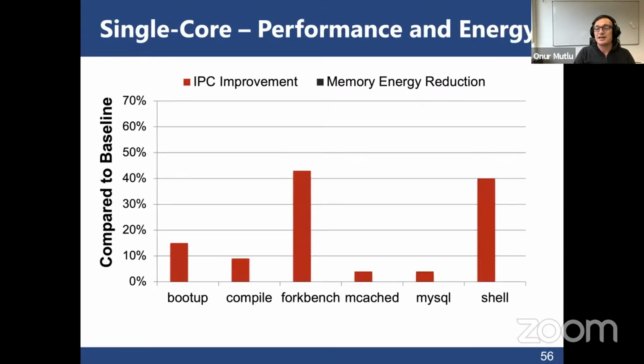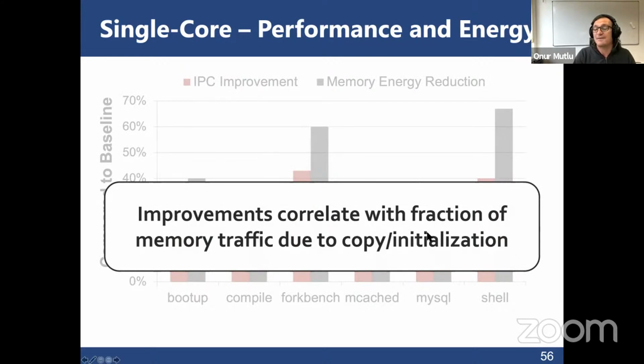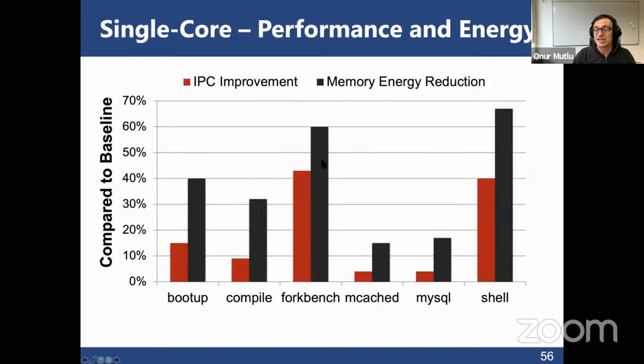And basically, it sees that there are significant performance improvements, instruction per cycle improvements, and there's significant memory energy reduction, as you can see. I'm not going to go into details, but improvements correlate with the fraction of memory traffic due to copy and initialization, because you're optimizing copy and initialization. If copy and initialization are a big bottleneck, like in fork bench or the shell, you get higher benefits. If they are a smaller bottleneck, you get lower benefit, but still significant benefits, as you can see.